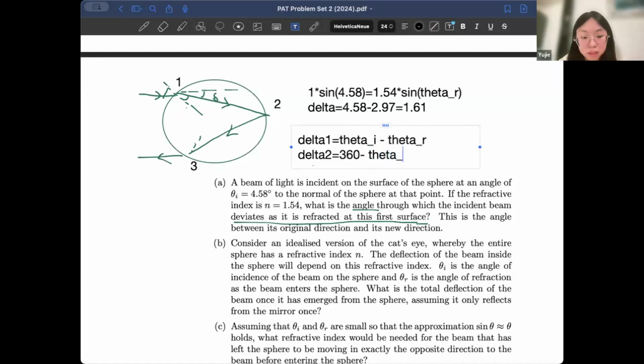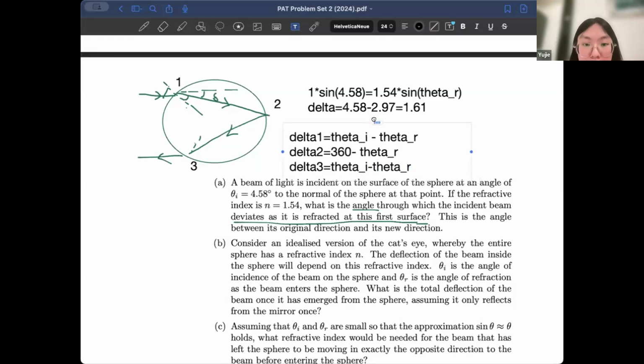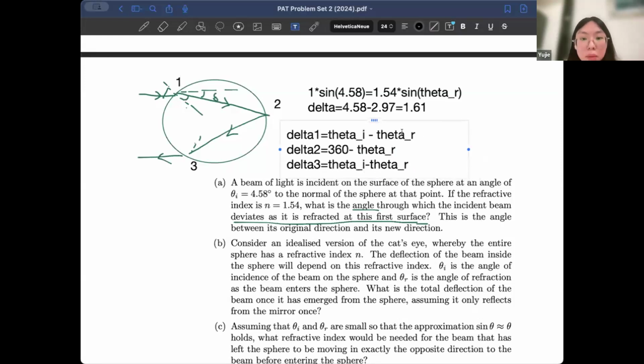Theta R. And finally, delta 3 will be similar as 0.1. So theta I minus theta R. And since we're looking for the total deviation, so we sum all the three together.